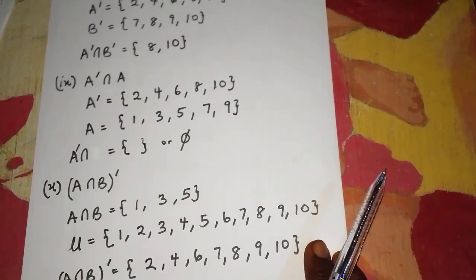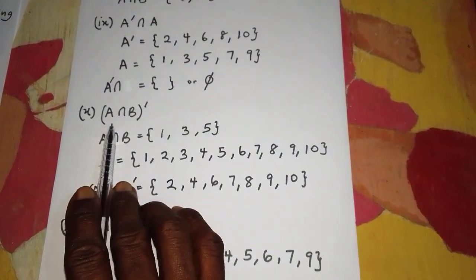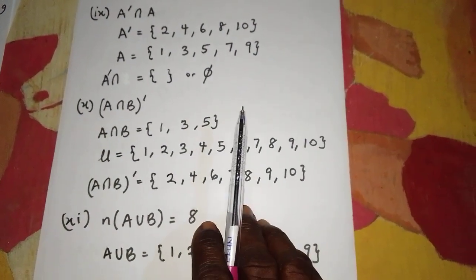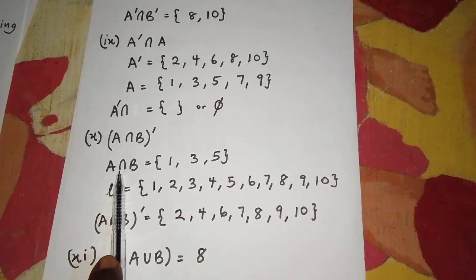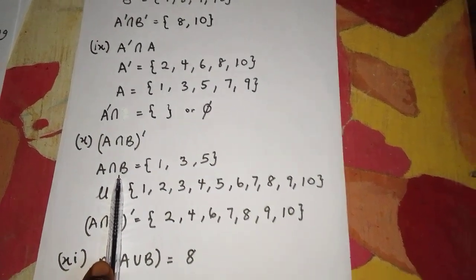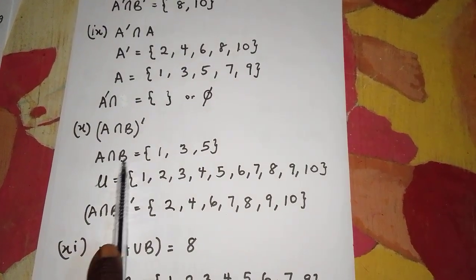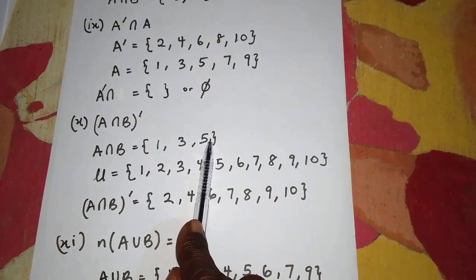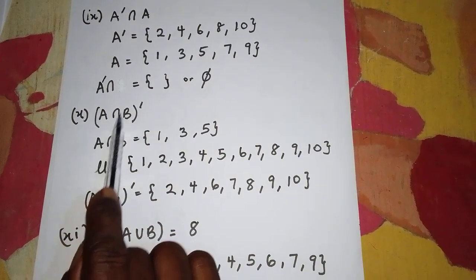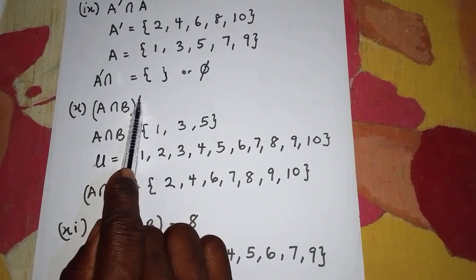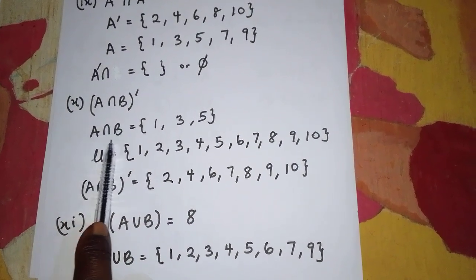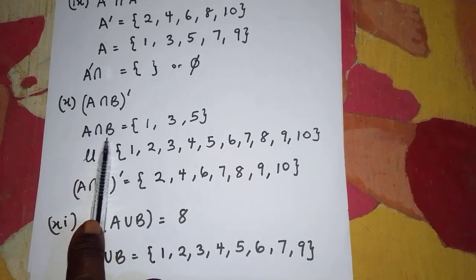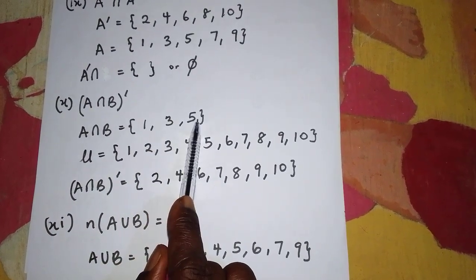Then we are told to look for A intersection B, everything complement. So first of all, we are going to look at the elements of A intersection B. We have done it; the elements in A intersection B are 1, 3 and 5. So now they have put everything in brackets. Complement means first of all look for A intersection B. When we look for A intersection B, it gave us 1, 3 and 5.